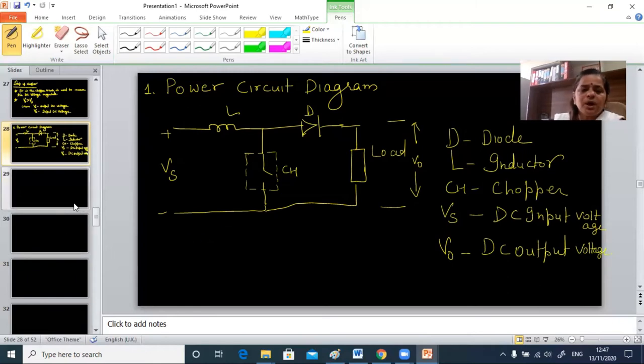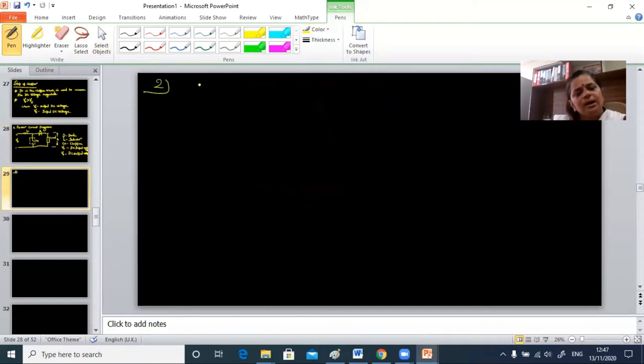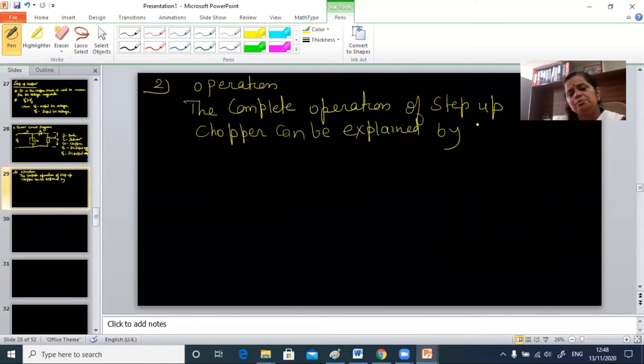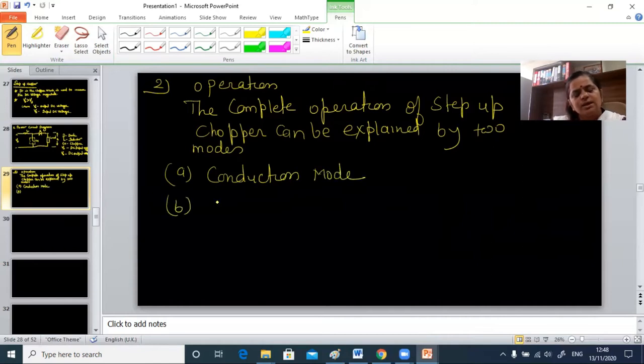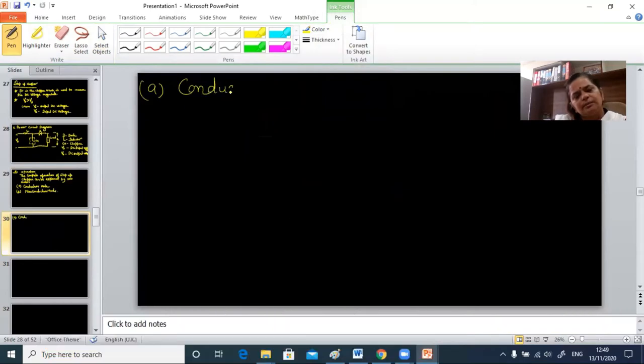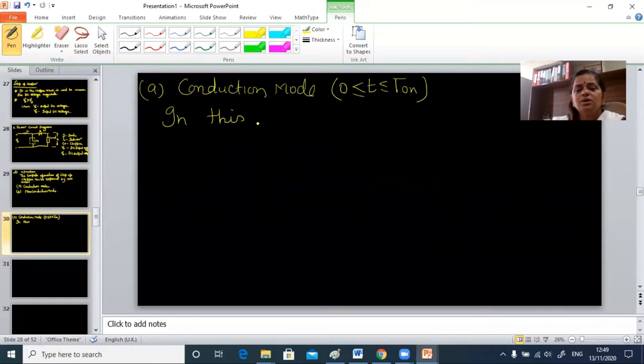Now let us try to understand its operation. The complete operation of a step-up chopper can be explained by two modes. One is conduction mode, which means when the chopper is conducting, and the second is non-conduction mode, which means when the chopper is off. Let us start with the conduction mode. Conduction mode exists between 0 to TON. TON is the time in which the chopper is on. In this mode, the chopper is on and acting as a short circuit.